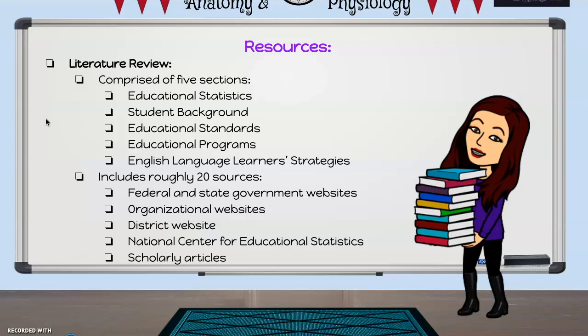So some of the resources that I used in order to create my literature review, that's where you'll find the majority of my resources. And within that literature review, it's comprised of 5 different sections: educational statistics, student background, educational standards, educational programs, and English language learner strategies. And within those sections, you'll see sources from federal and state government websites, organizational websites, district websites, specifically the LA Unified School District, the National Center for Educational Statistics, and scholarly articles found through the NU Library website.